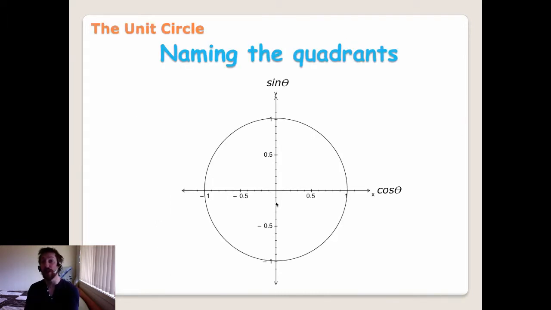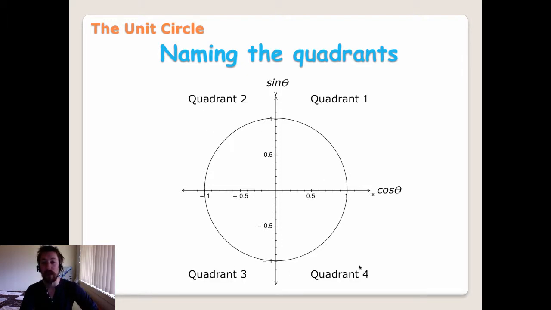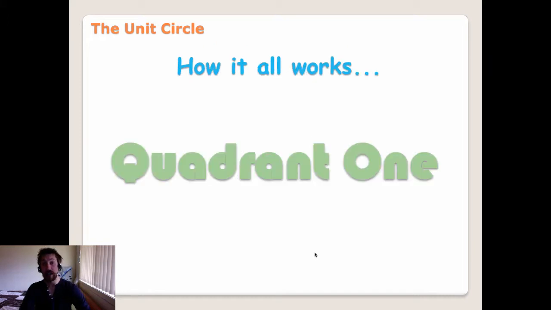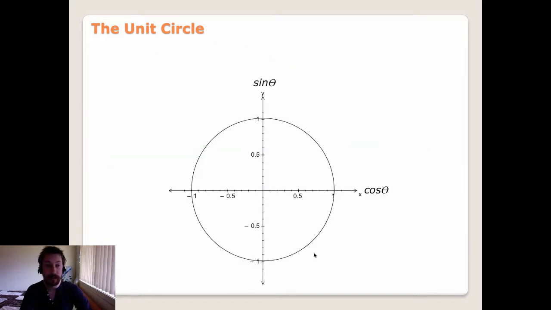Alright, let's now go through and name the quadrants, because that's pretty important before we go any further. So the very first quadrant is the one up here on the top right hand corner. The second quadrant is here, third one's down the bottom, and fourth one over the bottom right. So we've got 1, 2, 3, 4 working its way around in an anti-clockwise direction. So this is how it all works. Let's just have a look at the unit circle again.